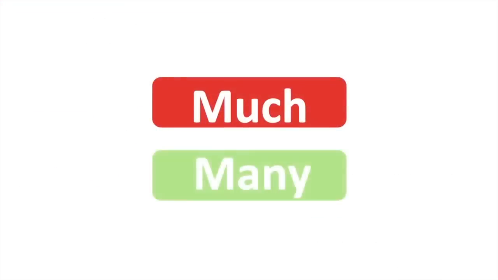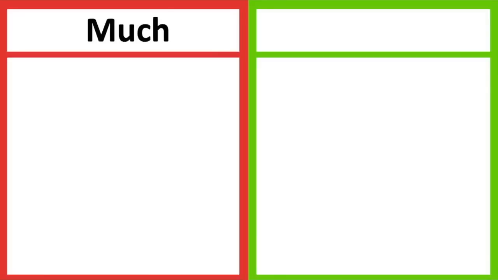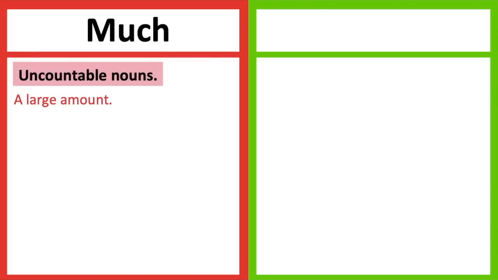Much, many. Essentially, they both mean the same thing. They refer to a large amount of something. However, we use them in different contexts. Much is used with uncountable nouns. It refers to a large amount.